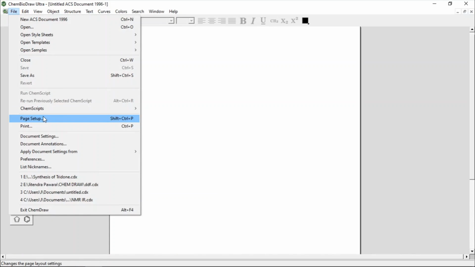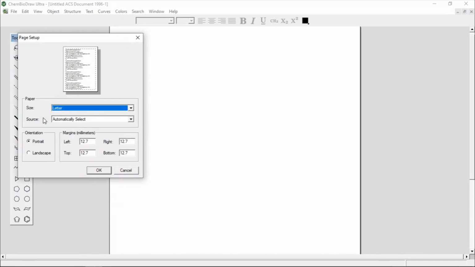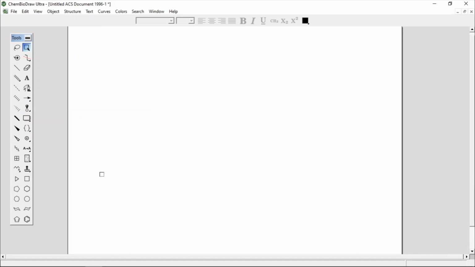So let me change the page setup. So orientation, I'm changing the orientation to landscape, so we'll get a large page, so it is easy for me to write the mechanism. So in the synthesis of amphetamine, first two acids will react, that is phenyl acetic acid and acetic acid.